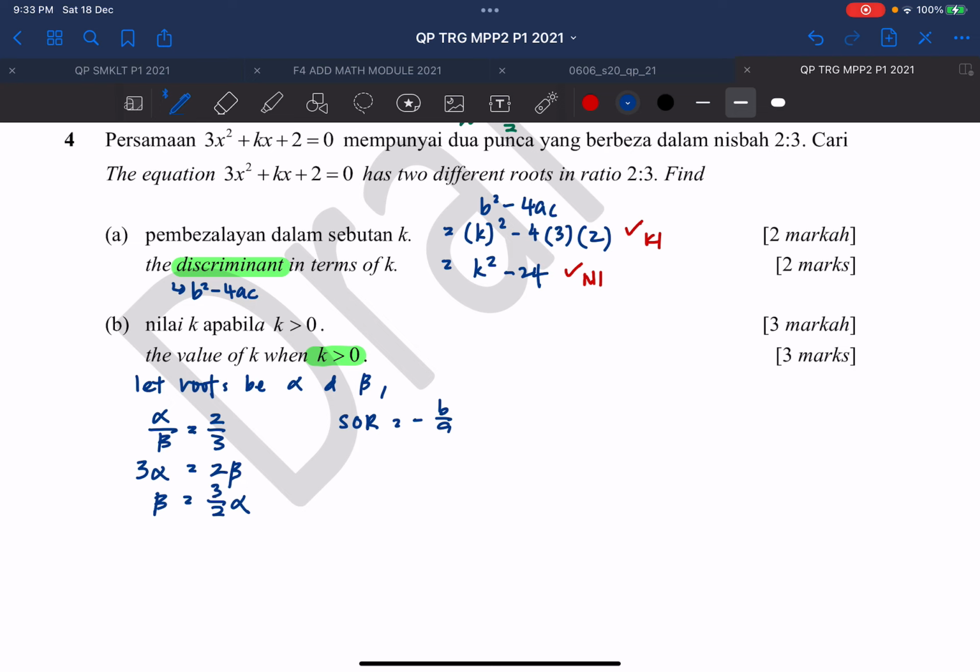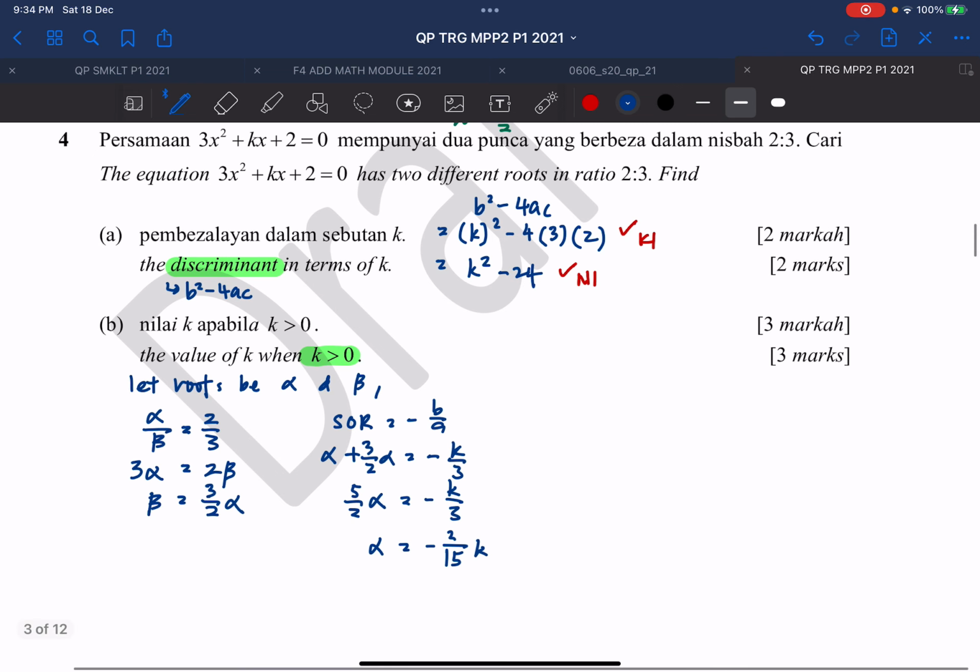So the sum of roots is alpha plus 3 over 2 alpha equals negative k over 3. So 5 over 2 alpha equals negative k over 3. Alpha should equal negative 2 over 15 k. And we continue with POR. So the product of roots will be equal to c over a.